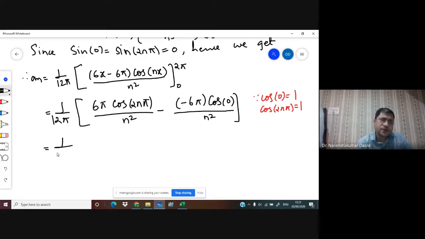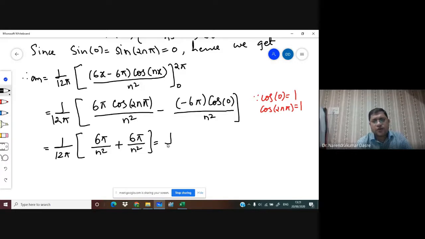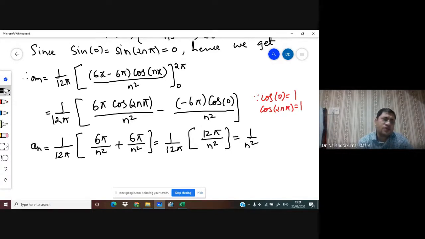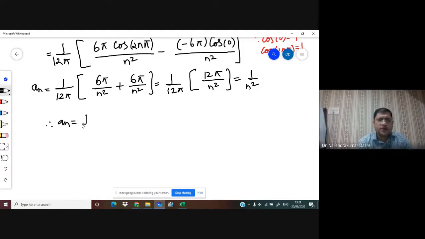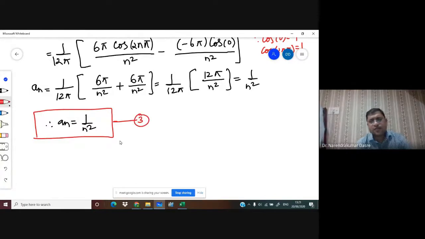So we can write this as 1 upon 12π. This is 6π upon n square. This minus and this minus will become 6π upon n square. So it is 1 upon 12π, and this will become 12π upon n square. So 12π will get cancelled and we'll be having 1 upon n square. So this is an, and hence we are able to write that an is equal to 1 upon n square. Let this be the next equation.